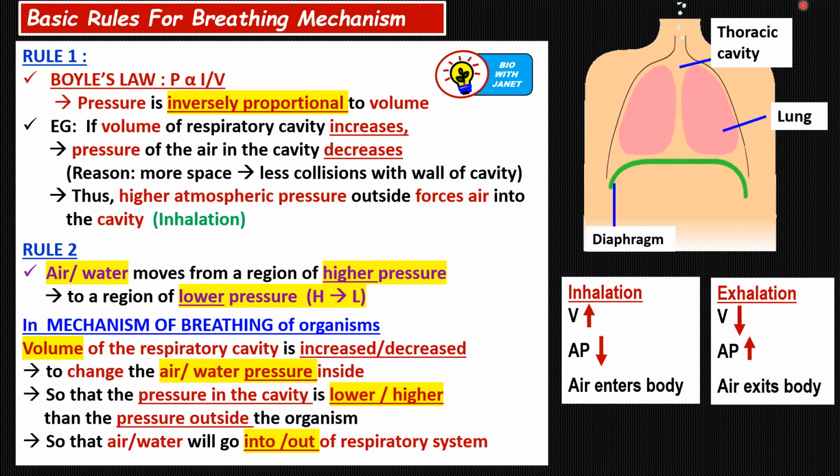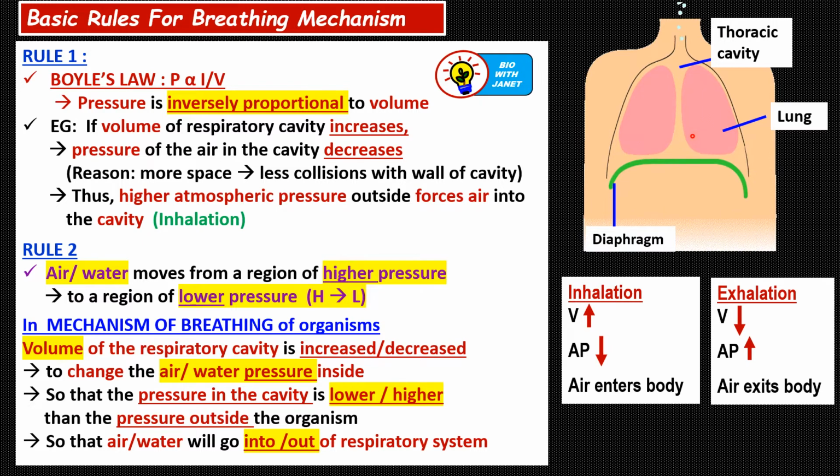An example of a respiratory cavity is the thoracic cavity in the chest region of humans, which is used to carry out the breathing mechanism. In this cavity, there are a pair of lungs. So if the volume of this thoracic cavity increases, the pressure of air in the cavity will decrease. So when V increases, P decreases. The reason for this is that there's more space inside the thoracic cavity when the volume increases, for the air particles to move. And so there'll be less collisions between the air particles and the wall of the cavity. So this will cause the air pressure to decrease.